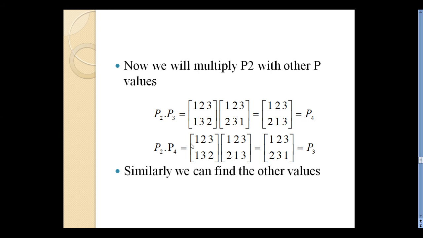So P2 into P4, write P2, write P4, multiply, you get this one. It is not a normal product, you have to see the value. 1 goes to 1, so here 1 goes to 2. 2 goes to 3, for 3 goes to 3. So 2 goes to 3. Likewise, you fill it, which is nothing but P3. Similarly, we can find the other values.